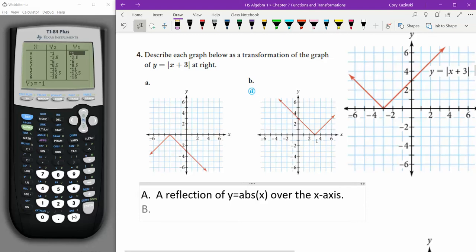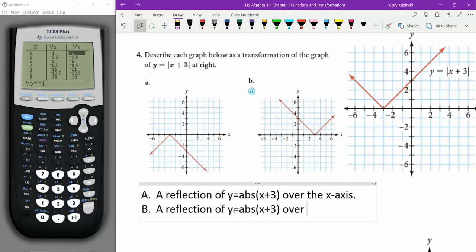And then B, the vertex used to be at -3, now it's at +3. Some might call that a translation, 6 units to the right. Oh wait, see this isn't even right. I want a translation of absolute value of x plus 3 over the x-axis. So this one, I'm going to go with a reflection of y equals the absolute value of x plus 3 over the y-axis, which happens to be the same as a translation of y equals the absolute value of x plus 3, 6 units to the right, because this vertex did move 1, 2, 3, 4, 5, 6 to the right to right there.